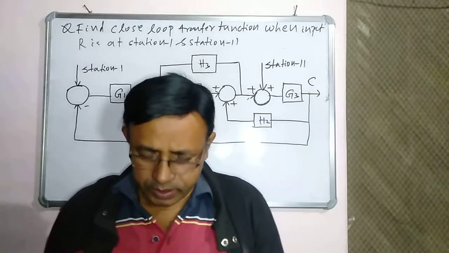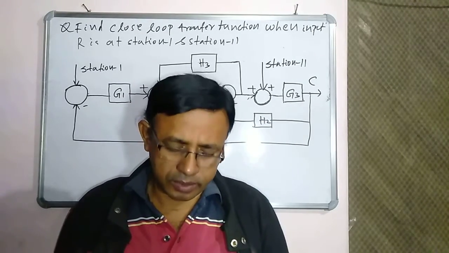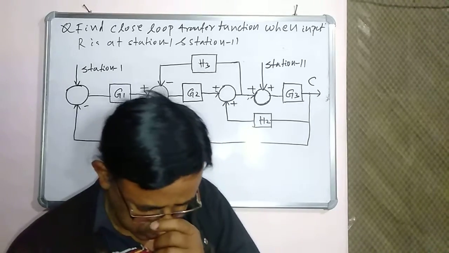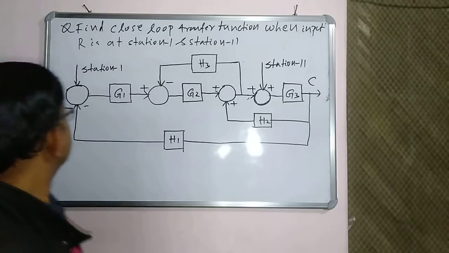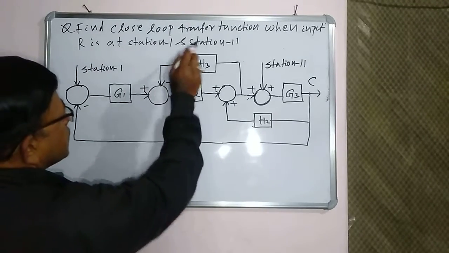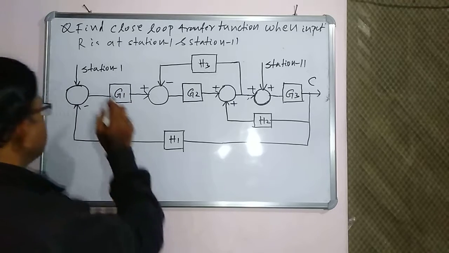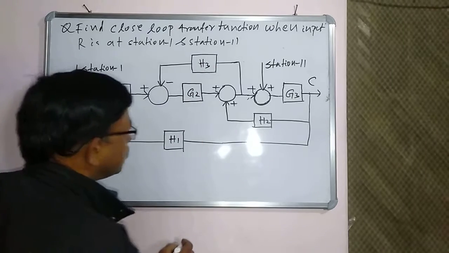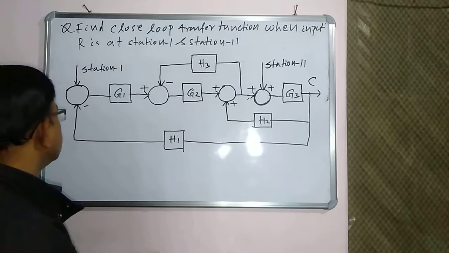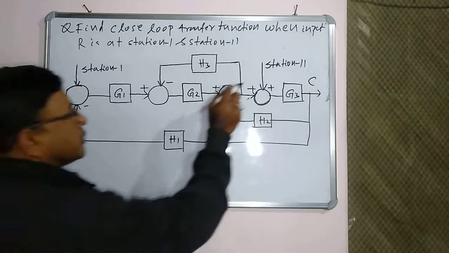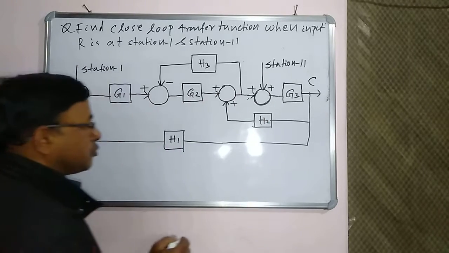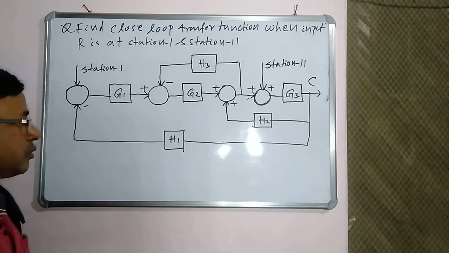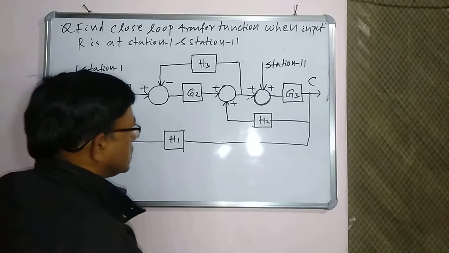My dear students, today I am starting another video lecture on block diagram problem. This is a very important problem, that is, find the closed loop transfer function when input R is at station 1 and station 2. So this is the station 1 and this is the station 2. It means this also belongs to a multi input and multi output system.